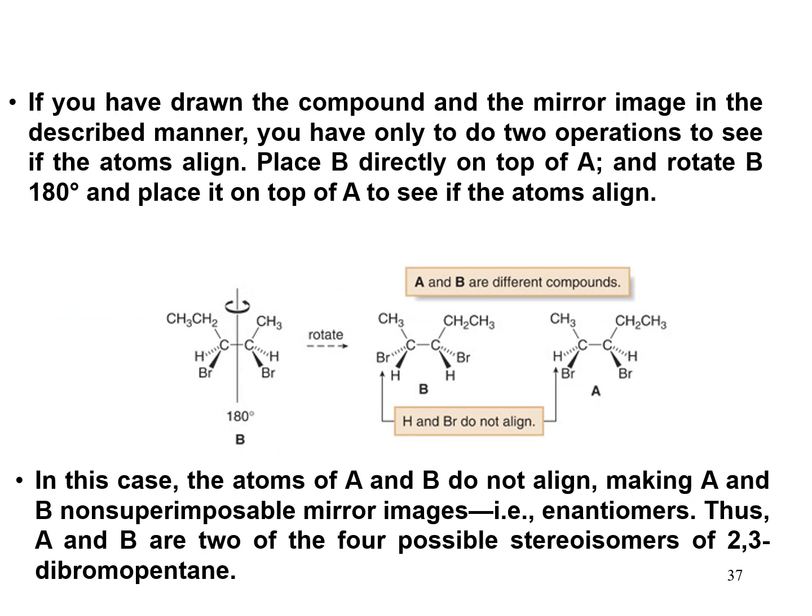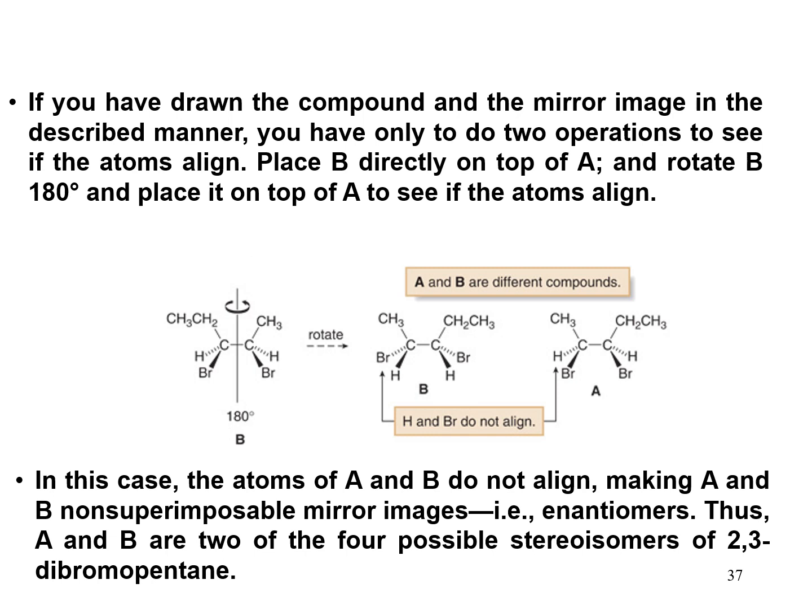If you have drawn the compound and its mirror image in the described manner, you have only to do two operations to see if the atoms align. Place B directly on top of A, and rotate B 180 degrees and place it on top of A to see if the atoms are aligned. Therefore, you have to rotate it 180 degrees and see the difference between A and B. So hydrogen and bromine do not align with each other. This hydrogen is away from the viewer, but this one is toward the viewer.